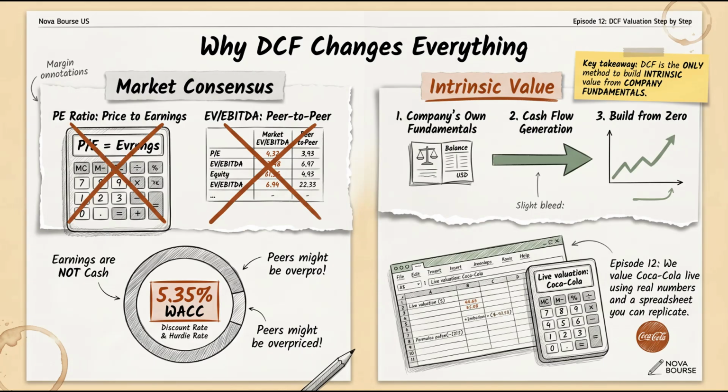Every other valuation tool you encounter tells you what the market thinks about a stock. But a discounted cash flow analysis, or DCF, tells you what a company is actually worth based on the cash it will generate. While price-to-earnings ratios compare price to accounting earnings, and enterprise value to EBITDA ratios compare you to peers who might themselves be overpriced, DCF starts from zero. It builds an intrinsic value from a company's own fundamental performance.